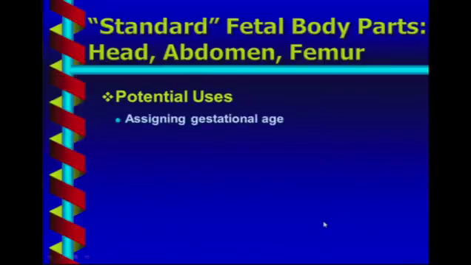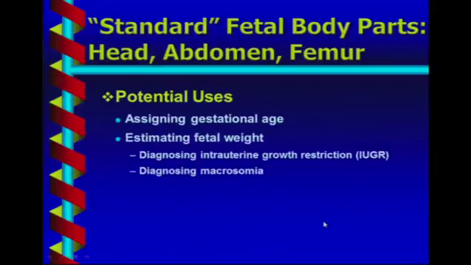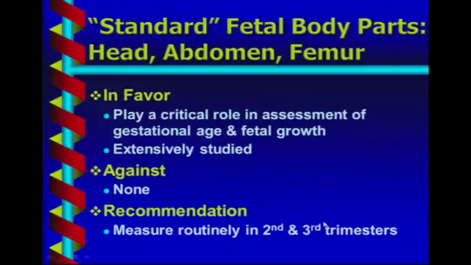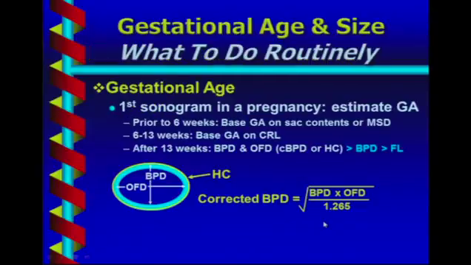So what are the potential uses? Assigning gestational age, estimating fetal weight to diagnose fetal size problems, diagnosing structural anomalies such as skeletal dysplasias if the femur is short, microcephaly if the head's small, and screening for aneuploidy. I'm not going to say too much about these other than to say that they play a critical role in the assessment of gestational age and fetal growth. They're extensively studied. Nothing against them. They should be measured routinely in the second and third trimesters.